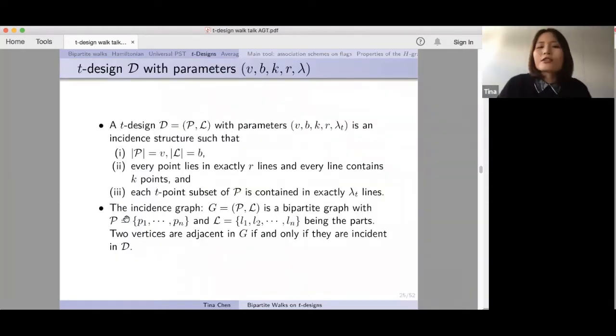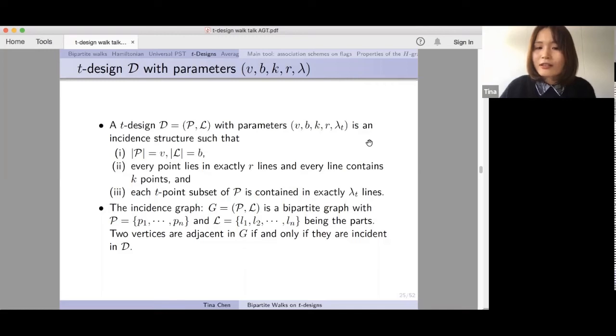And another class that will have a very nice form of Hamiltonian is the incidence graph of the design. So a quick recap: what is a t-design? A t-design is an incidence structure with its point set P and line set L. If the structure has parameters (v, b, r, k, λ_t), then we know the point set will have size v, the line set will have size b, every point will lie in exactly r lines, and every line will contain k points.